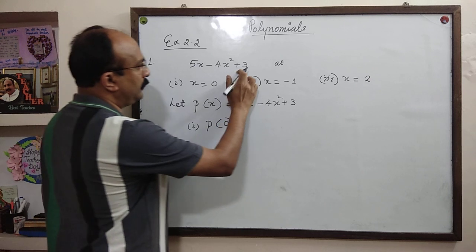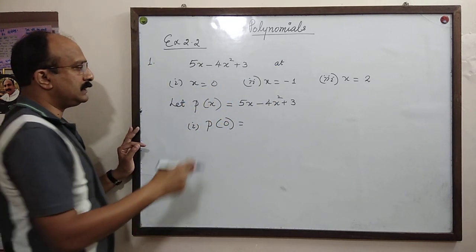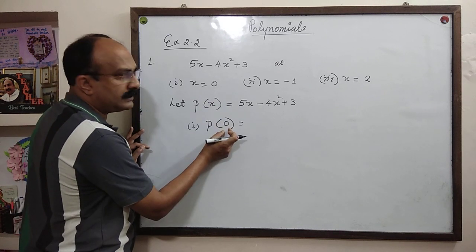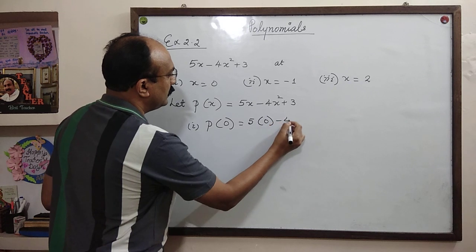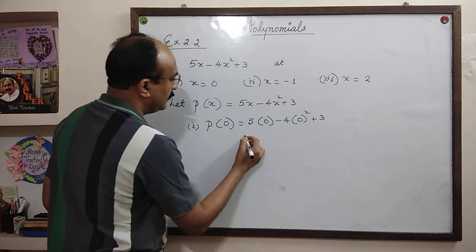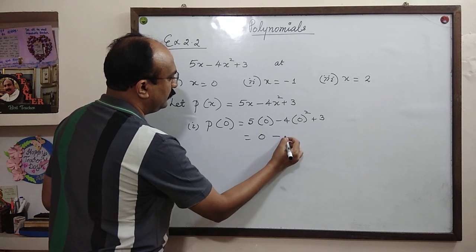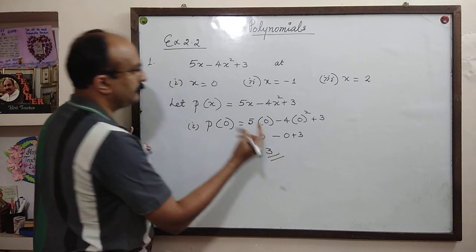Finding the value of a polynomial at x is equal to 0, its mathematical representation is p of 0, means x is equal to 0. So 5 into 0 minus 4 into 0 square plus 3. 5 into 0 is 0, 4 into 0 is 0, plus 3 is equal to 3. Answer.